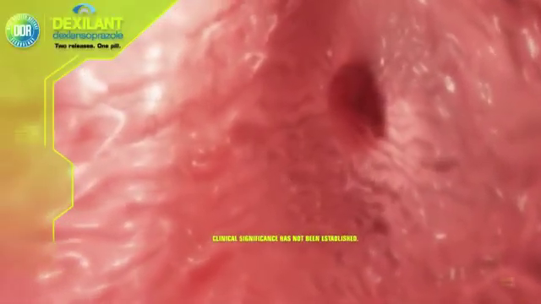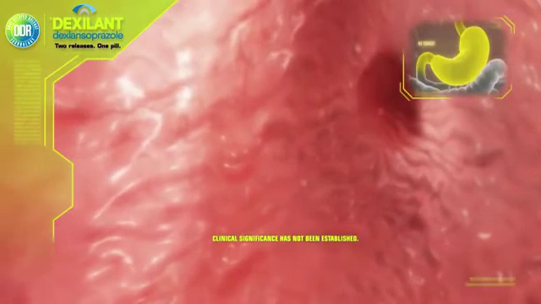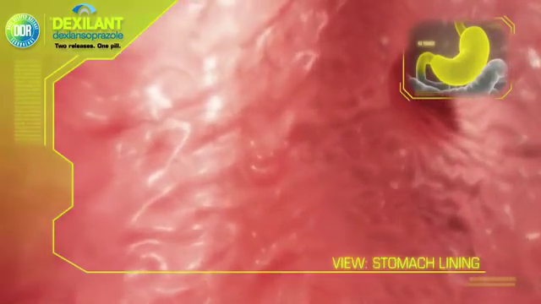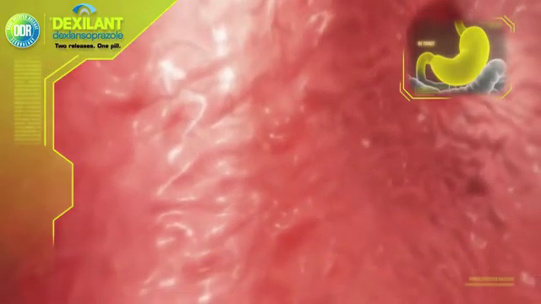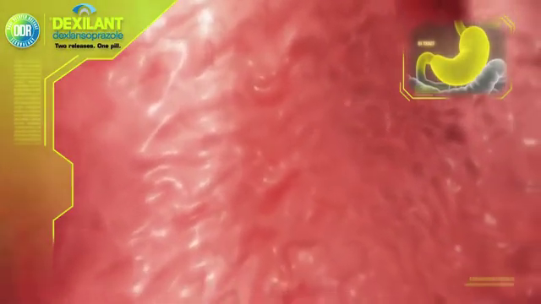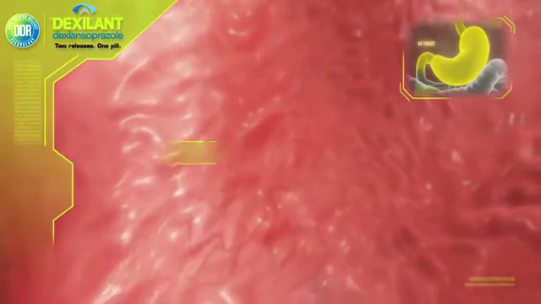In this video, we will discuss the mechanism of action of Dexilant, dexlansoprazole. Dexilant is a proton pump inhibitor with dual delayed release technology. Let's begin by taking a closer look at gastric acid production and the role of PPIs.